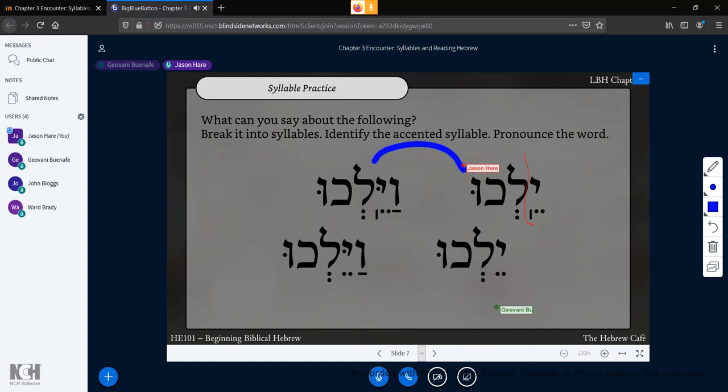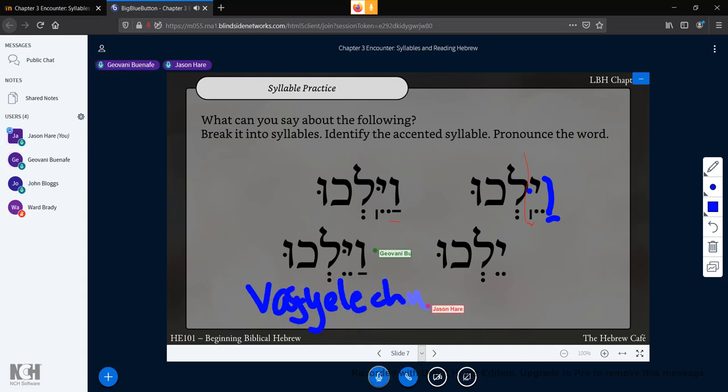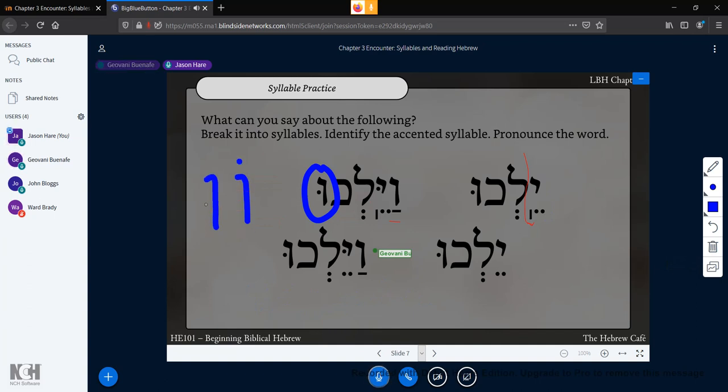It's built on the same word, so it's very similar. You see that the difference is the addition of a vav with dagesh and patach. So that's going to be vayelechu. Va-ye-le-chu. It's U. Pay attention to O versus U. This is U and this is O.